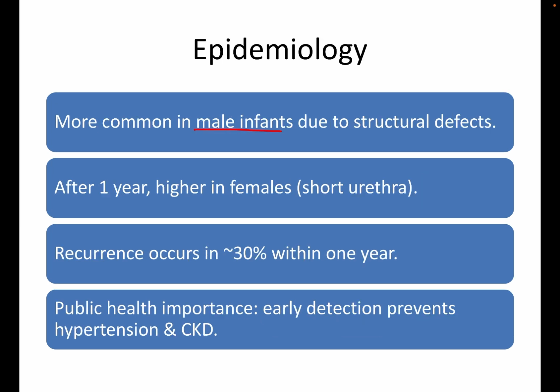It is more common in male infants due to structural defects. After 1 year, it is higher in females due to the shorter urethra. Recurrence occurs in roughly 30% of cases within 1 year. Early detection prevents hypertension and CKD in the long run.